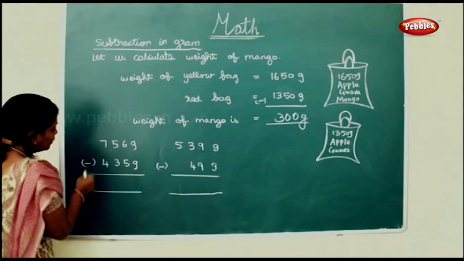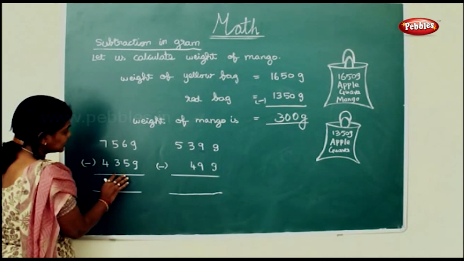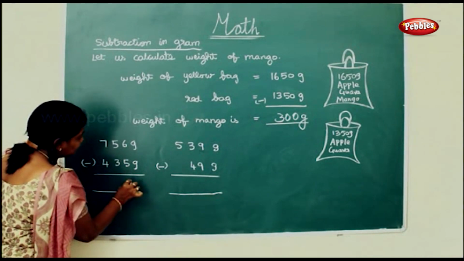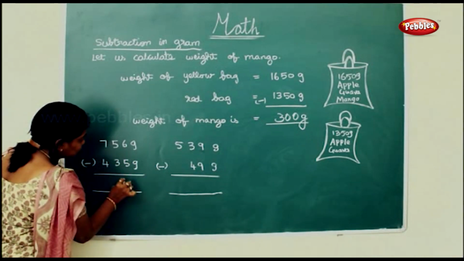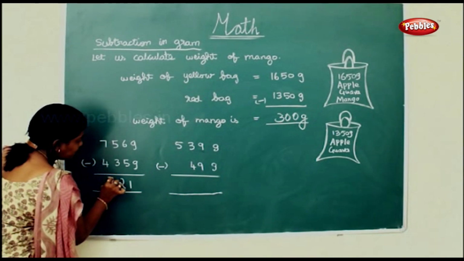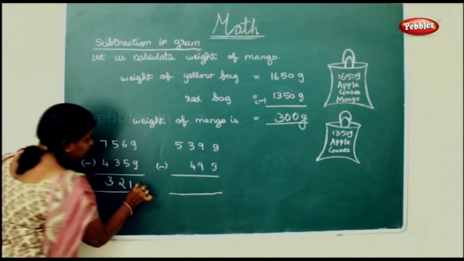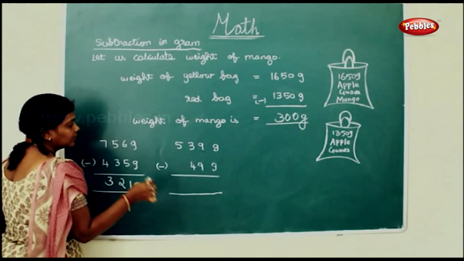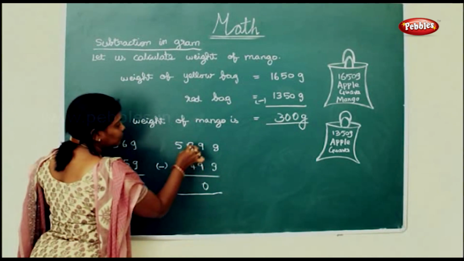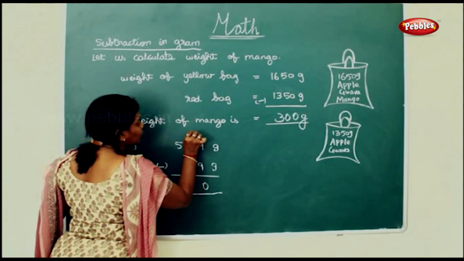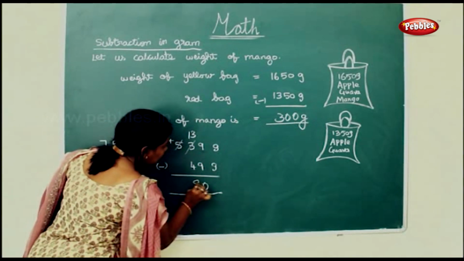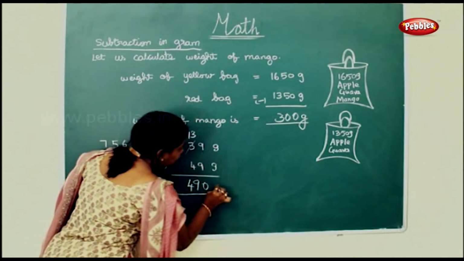Next sum. We're just going to subtract, this is simple subtraction. Only thing, you have to bring down the grams here. 6 minus 5 is 1. 5 minus 3 is 2. 7 minus 4 is 3. Just write the grams. Here 9 minus 9 is 0. Now here you cannot do it. We will borrow. This becomes 13. This becomes 4. So 9, 4 grams.